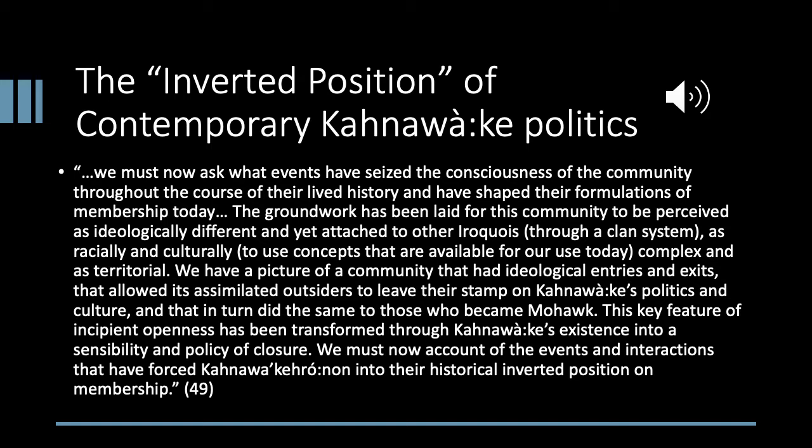How is it that Mohawk people went from a situation where 150 years ago, membership was not problematic? People could be easily incorporated into the clan structure, into the system of governance. But today, membership is a problem. How do we account for this complete inverse of orientations? And the way she phrases this is really quite lovely.